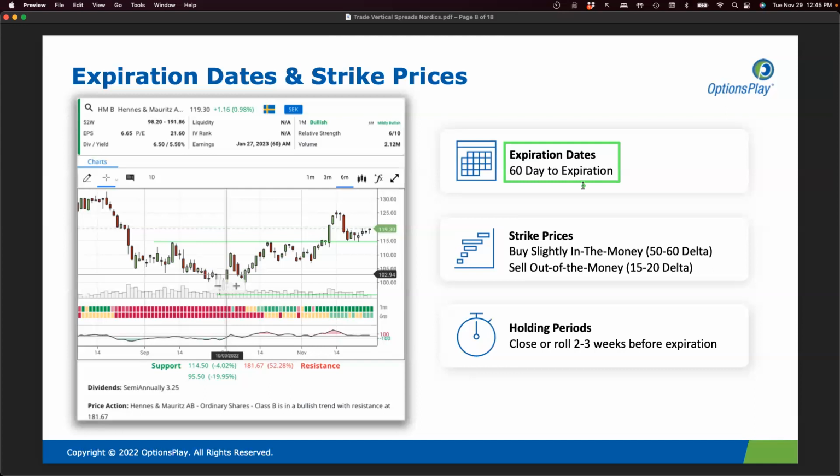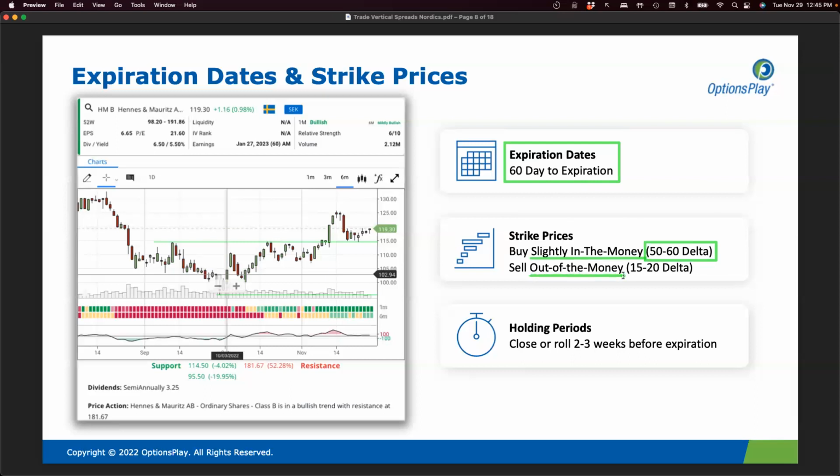In terms of strike prices, this is where vertical spreads, you have 2 strike prices to consider. In a debit vertical spread, we always look at buying a slightly in the money option. So an option that's in the money by just a little bit. So we usually use about 50 to 60 delta as our starting point. And then we always sell an out of the money option.